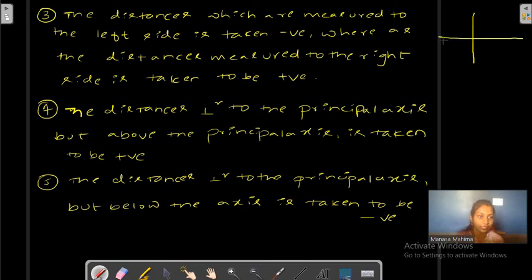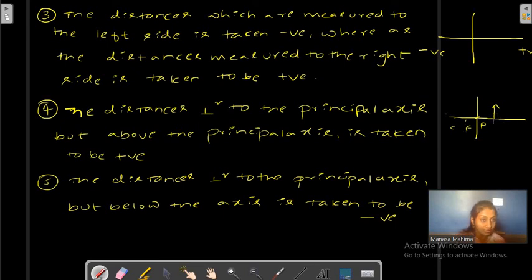See, for this, whatever distances are measured to the left side, this is the left side, I am taking as negative and this as positive, that is minus x-axis and plus x-axis. In this case, whatever distance is perpendicular, this is above the principal axis, right? What is the principal axis? The line that passes through the pole, focus as well as the center of curvature is called the principal axis, right?